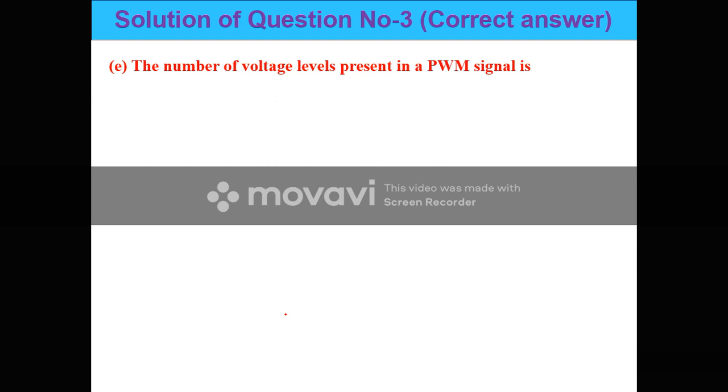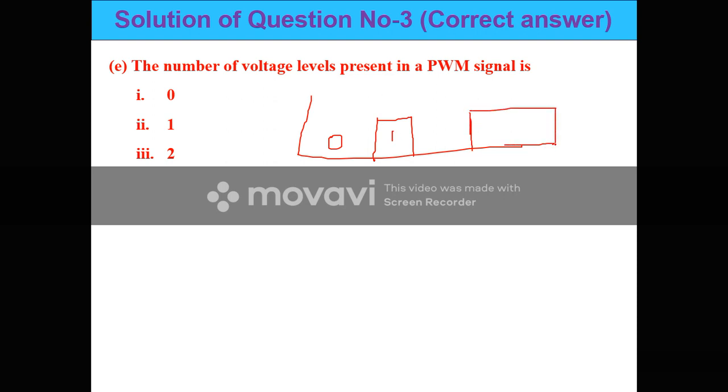So next is number of voltage levels present in a pulse width modulation signal is 0, 1 and 2. So in pulse width modulations we generally use 0 or 1 type of pulse. So how this type of signal will be generated. That means there are two types of voltage levels. So that's why here the correct answer will be 2. Okay, so the correct answer is 2.